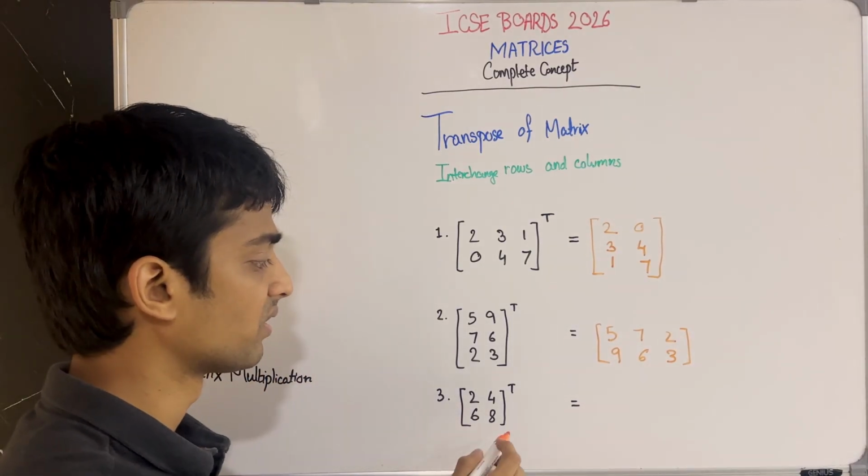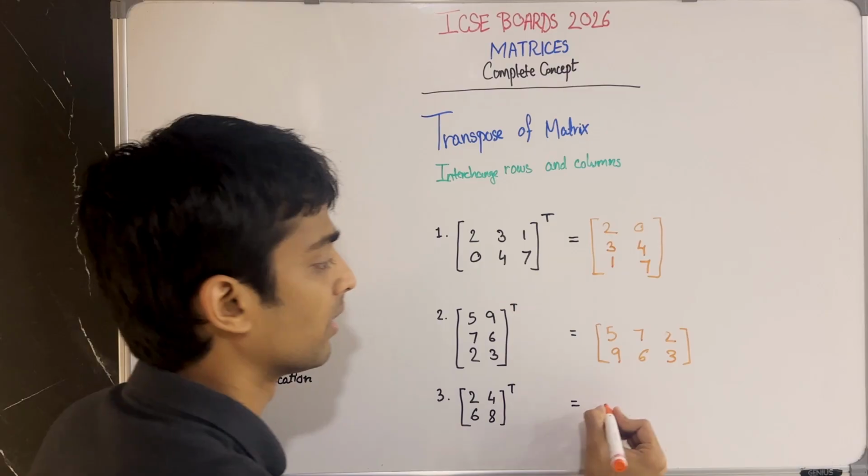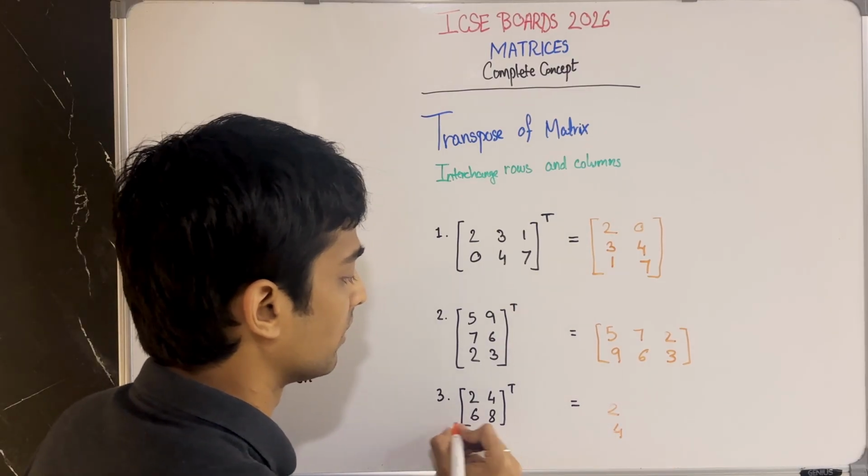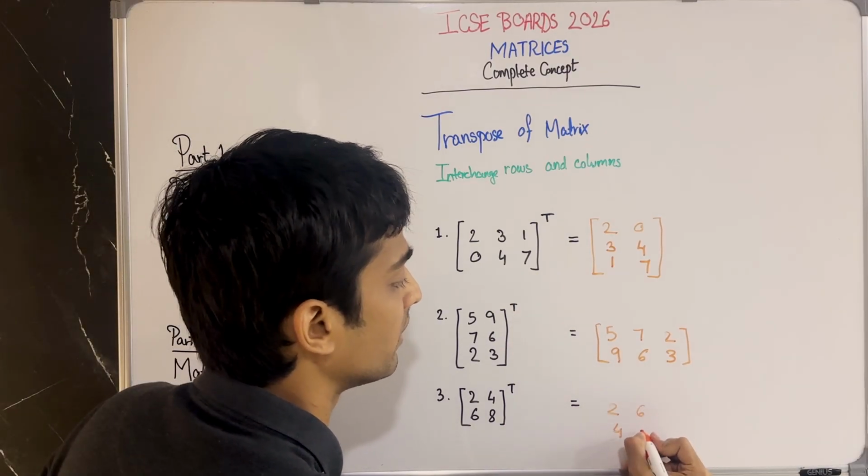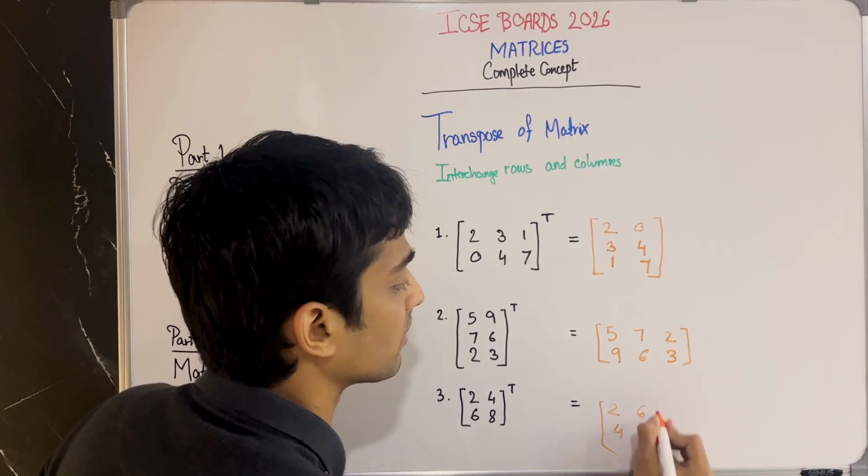Last one 2, 4, 6, 8. First row is 2, 4, it will become first column 2, 4. Second row 6, 8, it will become second column 6 and 8. So this is our answer.